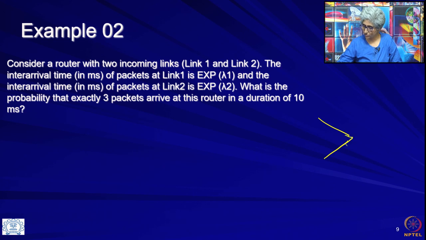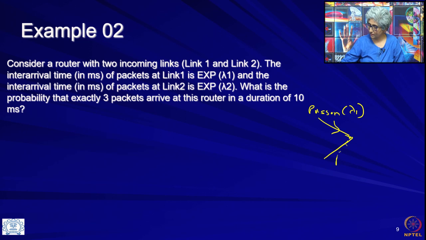There are 2 incoming links to the router, and what is it saying? The inter arrival time in milliseconds of packets at link 1 is exponential lambda 1. Actually, that means nothing but the arrival here is going to be Poisson lambda 1, right. We should just use that property. So, here the arrival is going to be Poisson lambda 2. Okay.